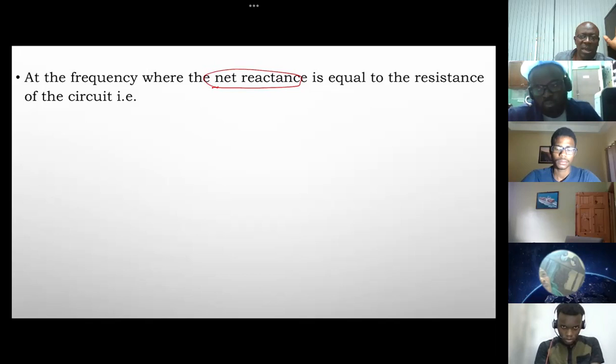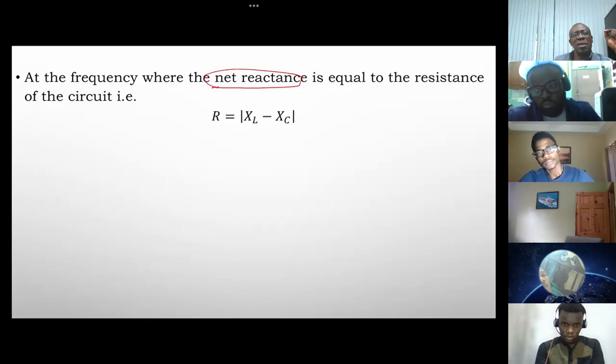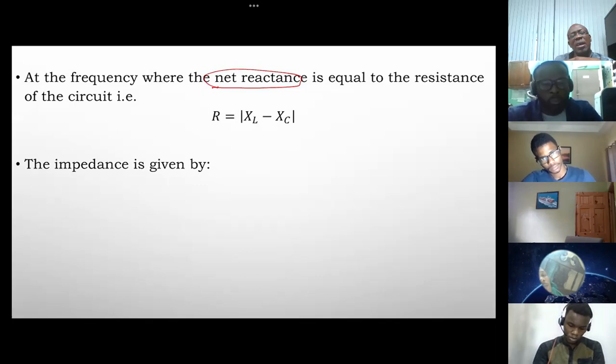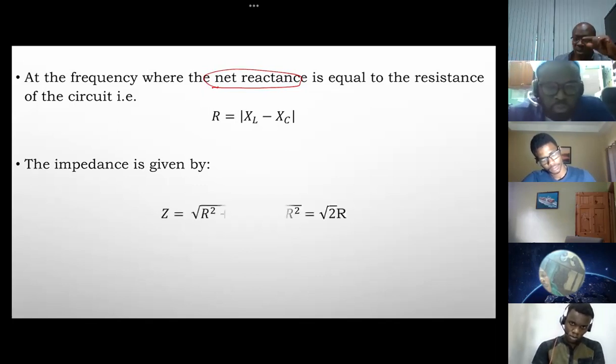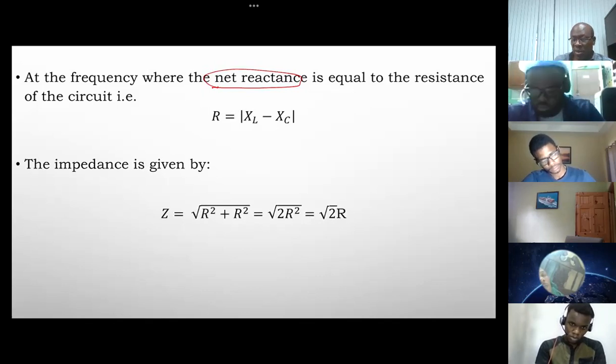But we are looking now just at the modulus. At the frequency where the net reactance is equal to the resistance of the circuit, mathematically what we're saying is that R is equal to XL minus XC. So if you find the difference between XL and XC, it's going to be equal to R. That's all we're saying. If that is true, then the impedance at these frequencies would be the square root of R squared plus R squared, so we get the square root of 2R squared, or the square root of 2 times R. So the impedance is root 2R.